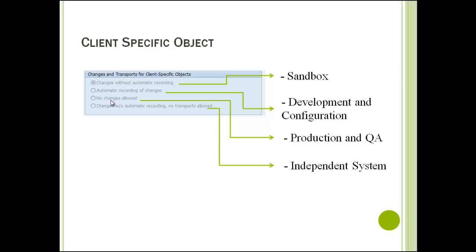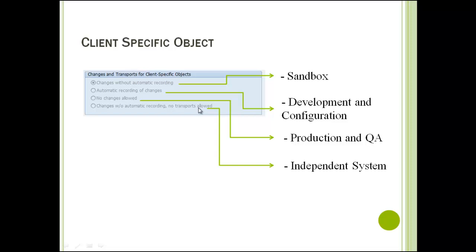Then you need to make sure there are no changes allowed in the productive system. Then the fourth option is changes without automatic recording, no transport allowed. This is for an independent system. This is the same as changes without automatic recording, the first one, but no transport allowed.